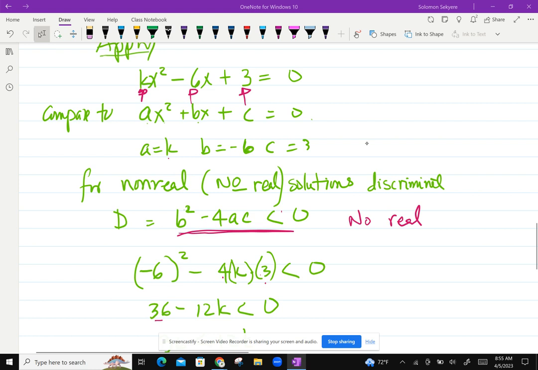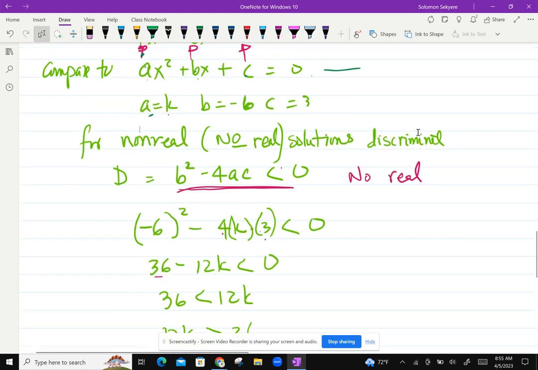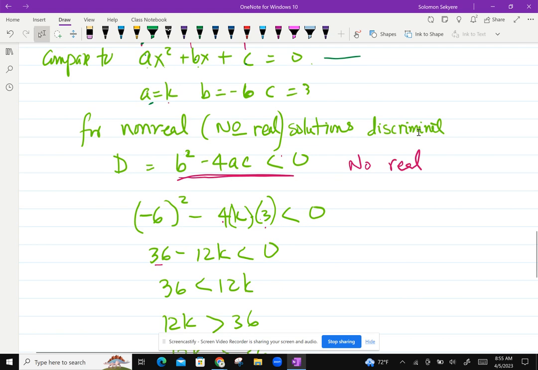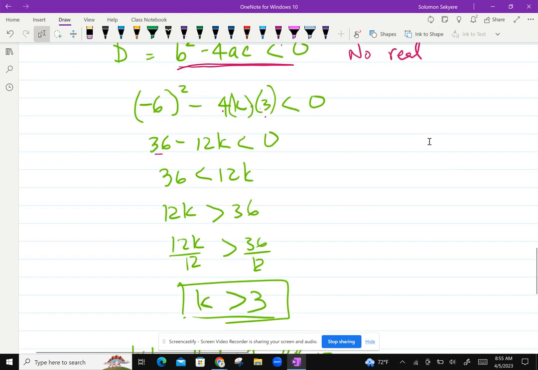So we write kx² - 6x + 3 and compare it to ax² + bx + c, the standard quadratic equation. Then we say a = k, b = -6, c = 3. And then we plug that into the discriminant. So b² is (-6)², minus 4ac, where a is k and c is 3. We plug it in, so 36 - 12k should be less than 0.